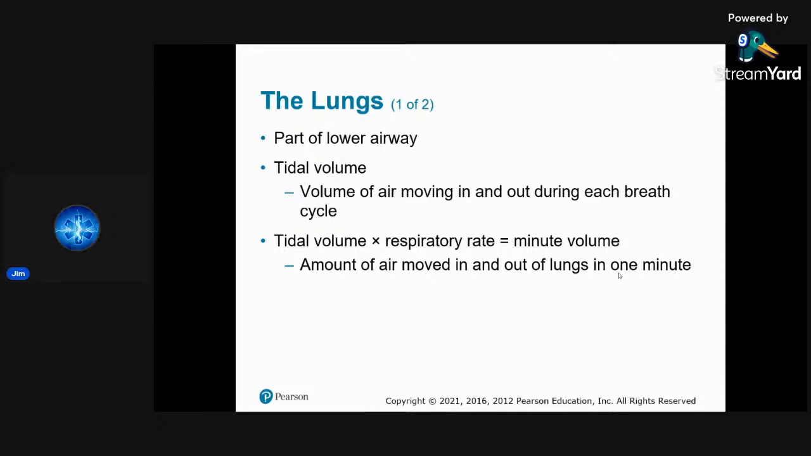So, for example, if Mr. Joe Blow is breathing in a total tidal volume of 500 ml and he's breathing 12 times a minute, we've got a minute volume of 6,000 ml.